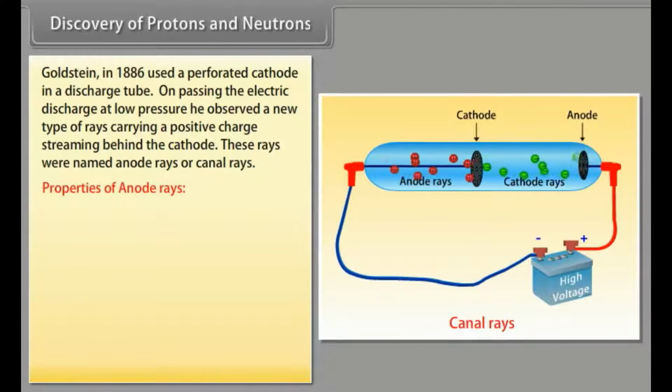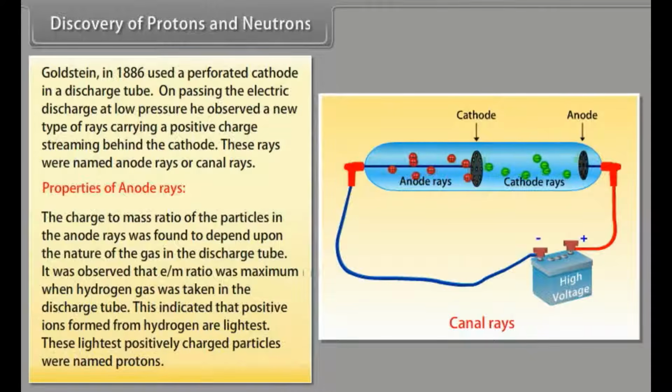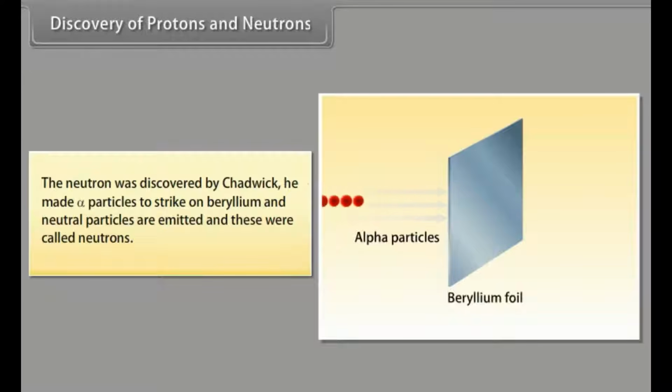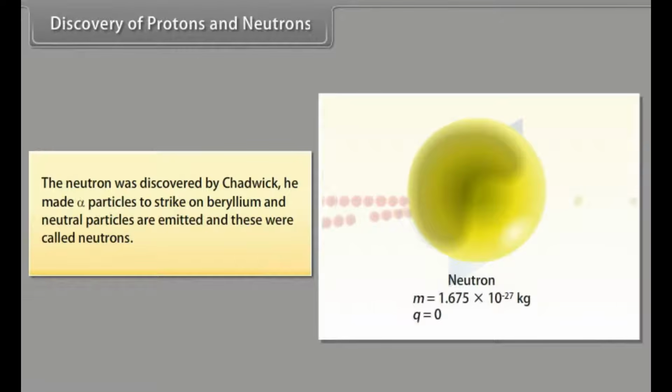Properties of anode rays. The charge-to-mass ratio of the particles in the anode rays was found to depend upon the nature of the gas in the discharge tube. It was observed that the e/m ratio was maximum when hydrogen gas was taken in the discharge tube. This indicated that the positive ions formed from hydrogen are lightest. These lightest positively charged particles were named protons. The neutron was discovered by Chadwick. He made alpha particles strike beryllium, and neutral particles were emitted, and these were called neutrons.